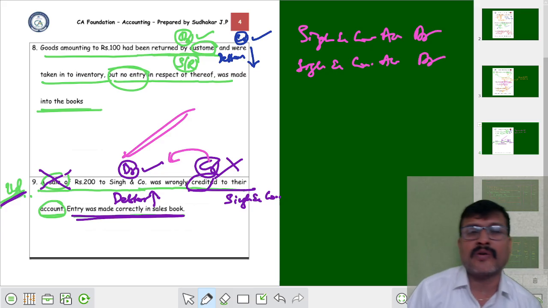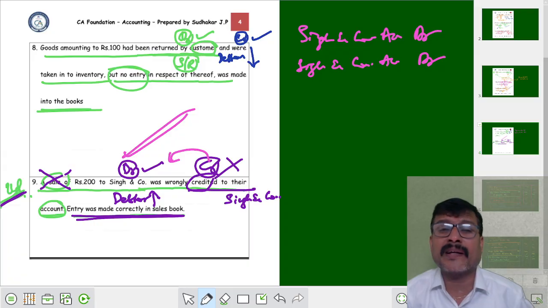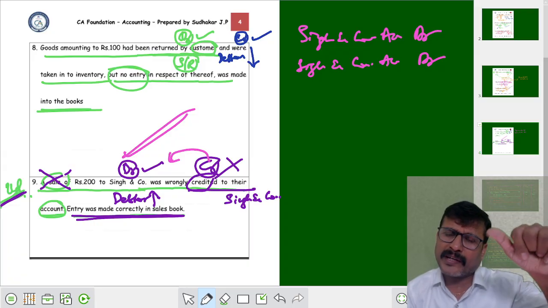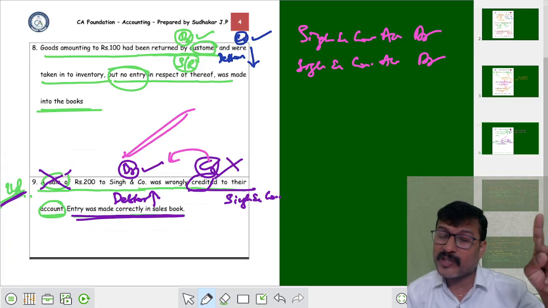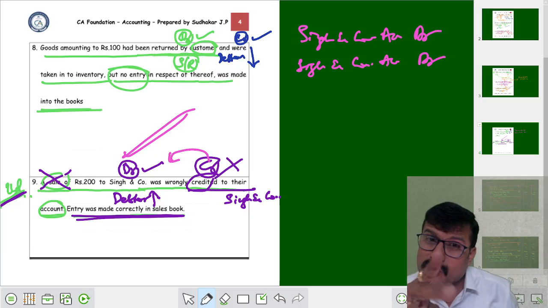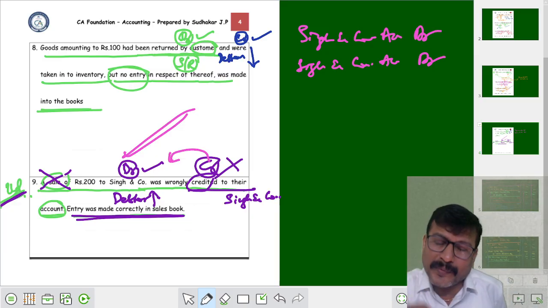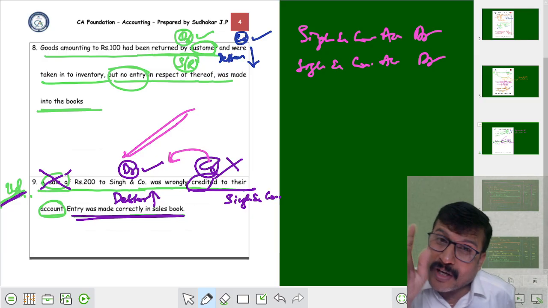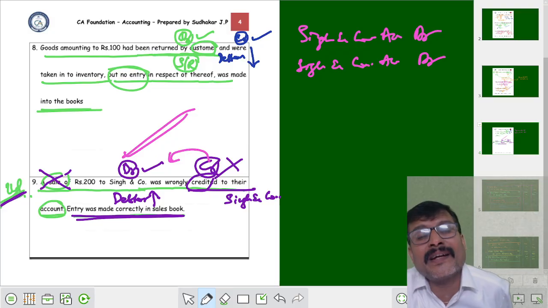Singh and Company account debit. So how many times have you written Singh and Company? We have written 2 times Singh and Company. Because in BRS we used to tell, instead of taking debit, if you carry forward to credit, we take the double amount, right? Here also we have to follow the double amount. Why? Because instead of debiting Singh and Company, you have credited Singh and Company.